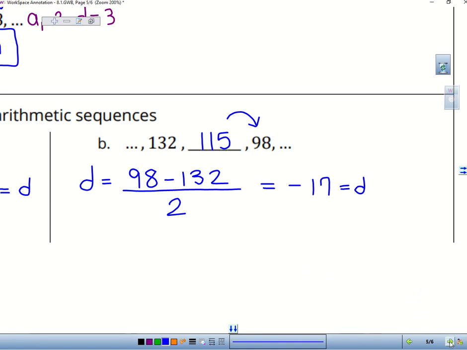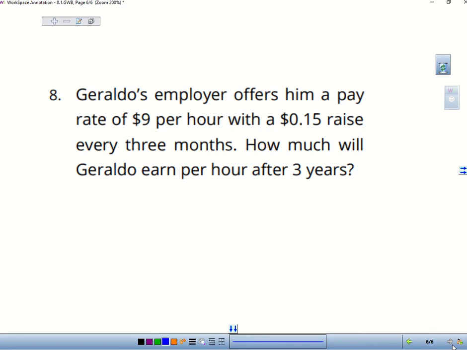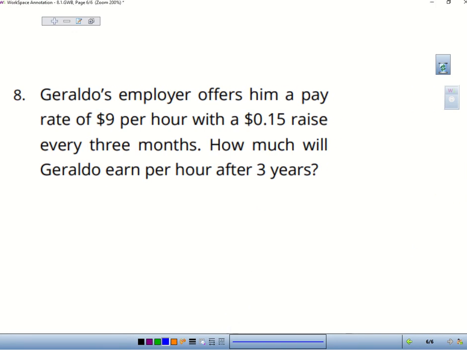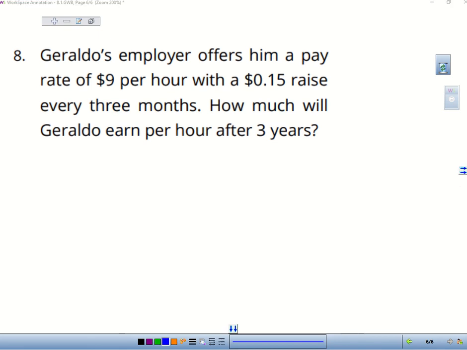So the next question is going to be more of a linear model. So they are one and the same, and I just want to show you how they relate to each other. So in number 8, somebody makes $9 an hour and they're going to get a 15-cent raise every 3 months. If they're going to be working for 3 years, we want to figure out what their salary is going to be after 3 years.